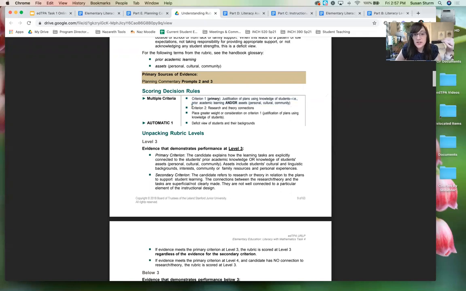The secondary criteria may help you to bump your level, but if the secondary criteria is really, really strong, but the primary criteria is weak, your score is based primarily on Criterion 1. So you have to have that first and foremost. And if you have the secondary criteria, that's what can kind of bump your score up a level. So the primary criterion for level 3, you are able to explain how the learning tasks are explicitly connected.